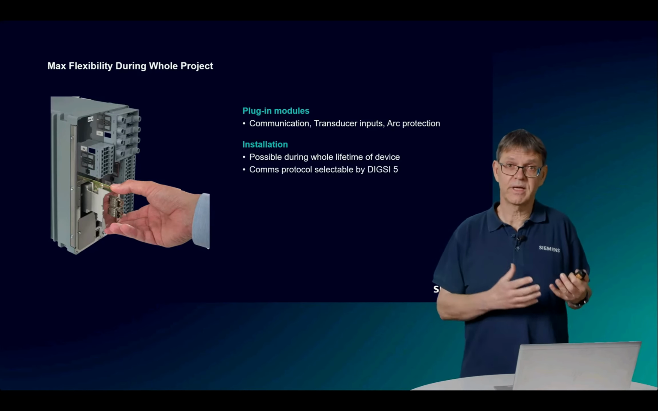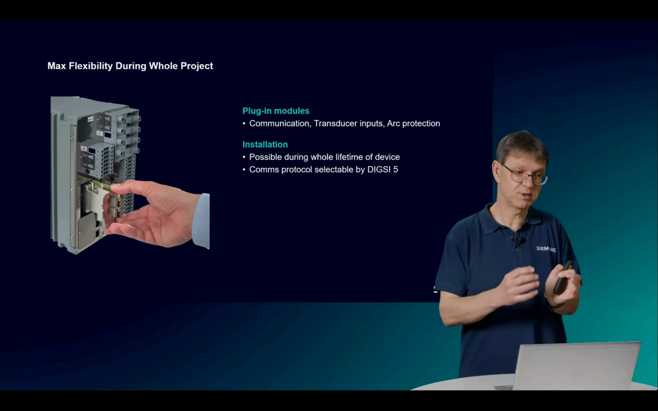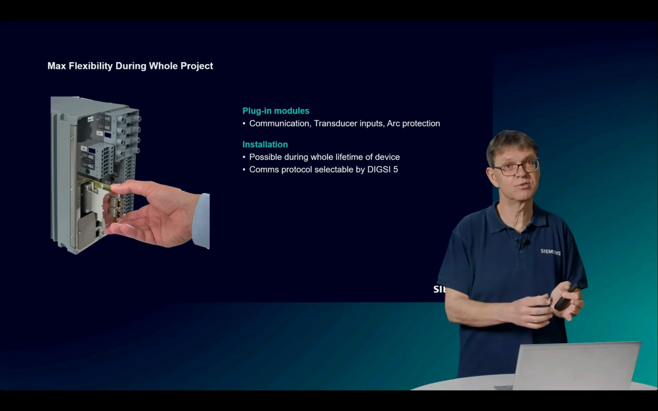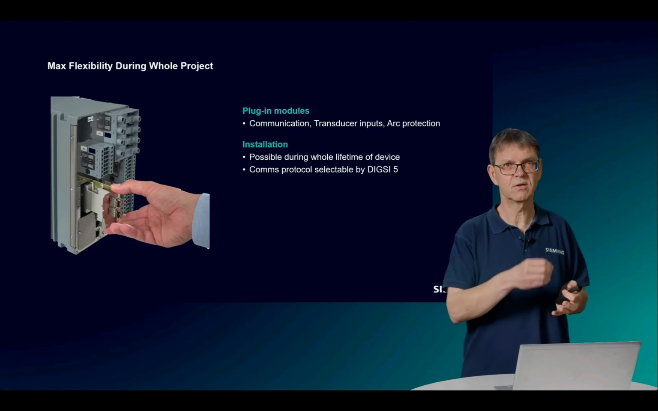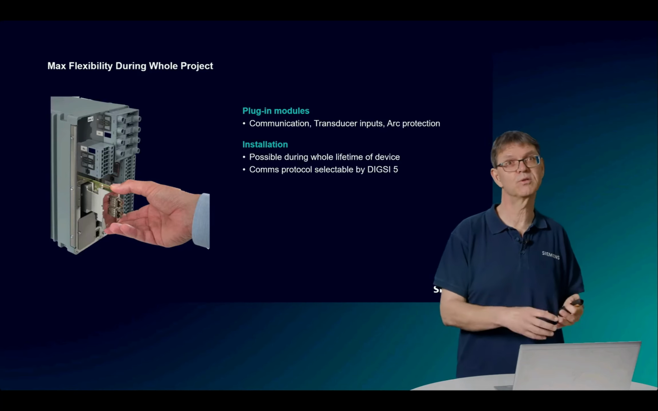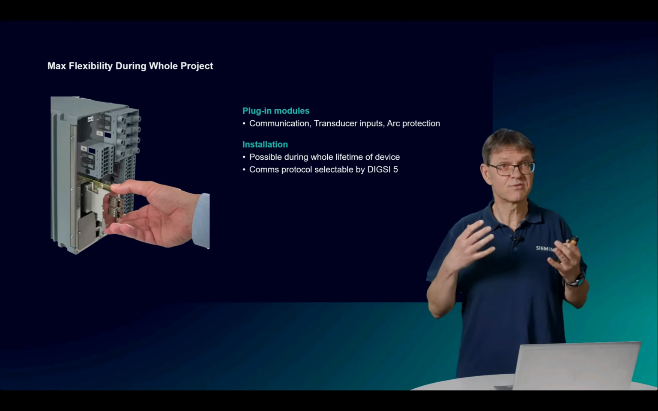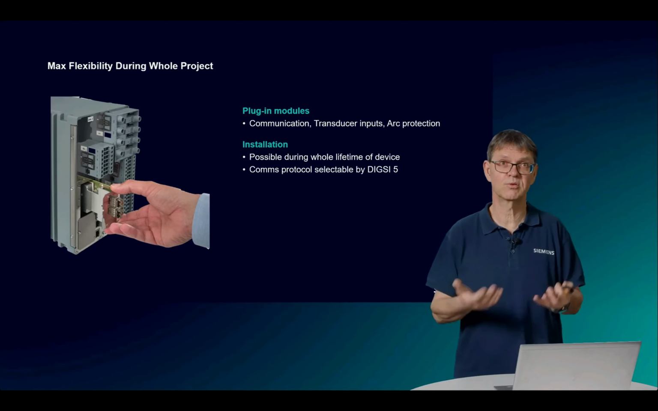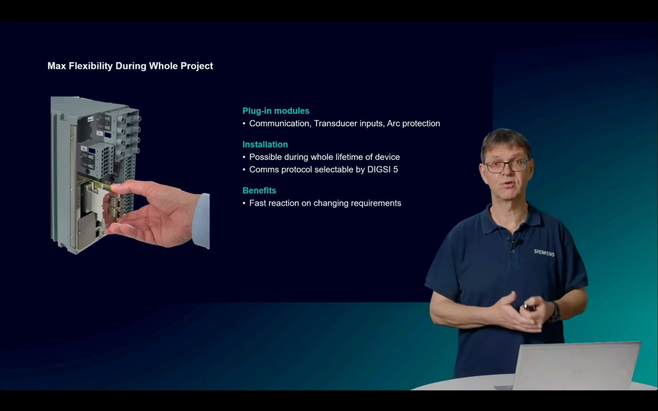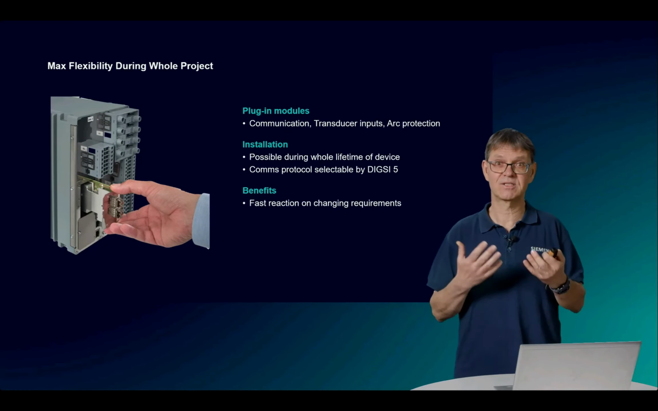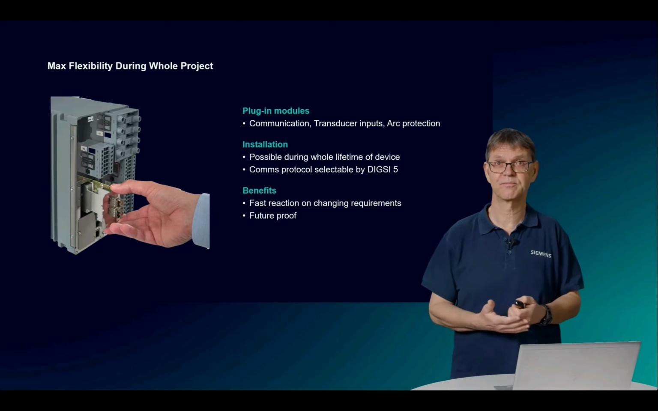So the communication protocols can be selected in the DIXI 5. That means if you once have a piece of hardware, for example, an Ethernet module, you can select later during the whole lifetime if you want to stay with the original or initial protocol or if you want to change the protocol, maybe because newer protocols are coming up. So you have this flexibility as much as possible. All the protocols that are running on one module are always available. Benefit for you, again, you have a fast reaction on changing requirements and the system is future-proof.